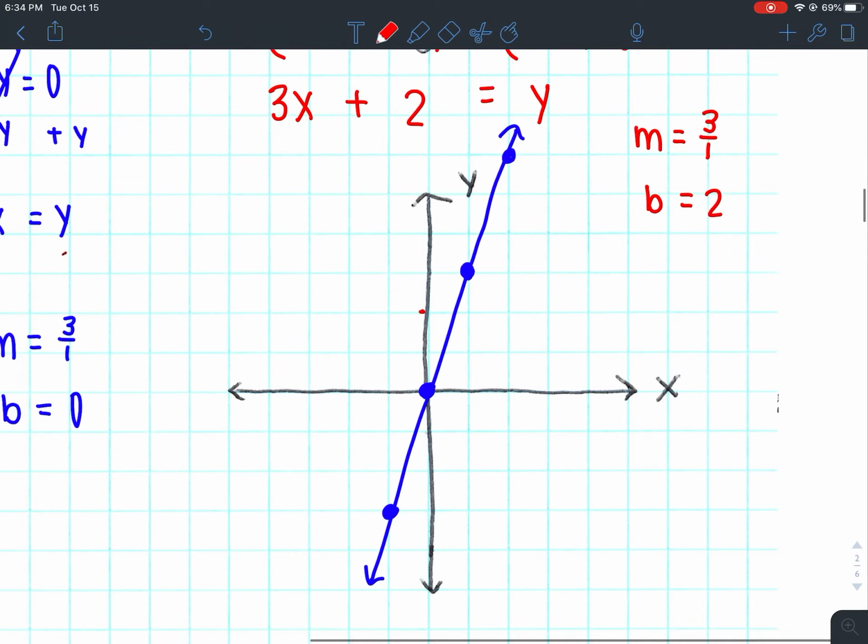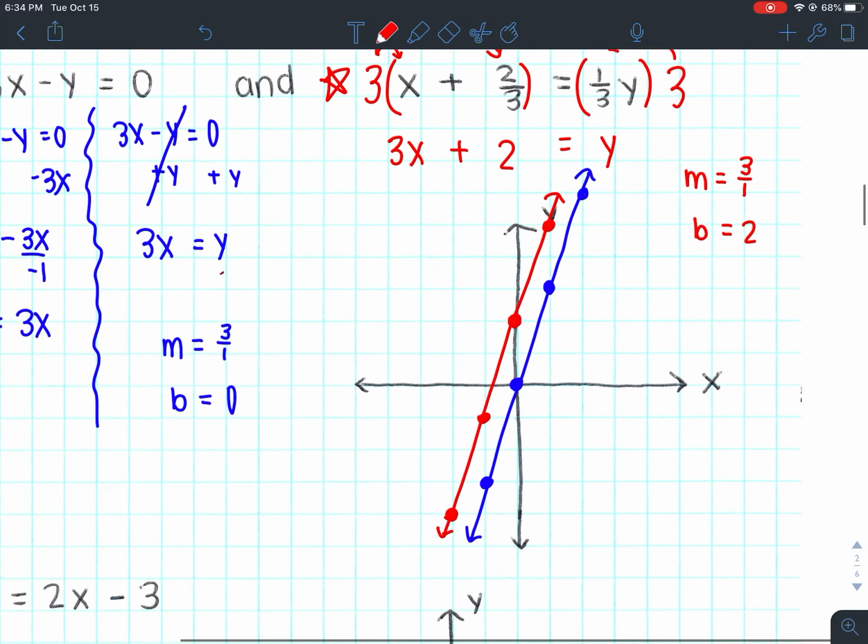So I'm going to start my graph here. I have positive 2 as my y-intercept. Remember, it's on the y-axis. Sometimes we graph on the x-axis by accident. Then we go up 3 over 1, and we go down 3 over 1. When I graph this, I notice that I can't see an intersection on my graph. So I'm like, well, maybe they're parallel.